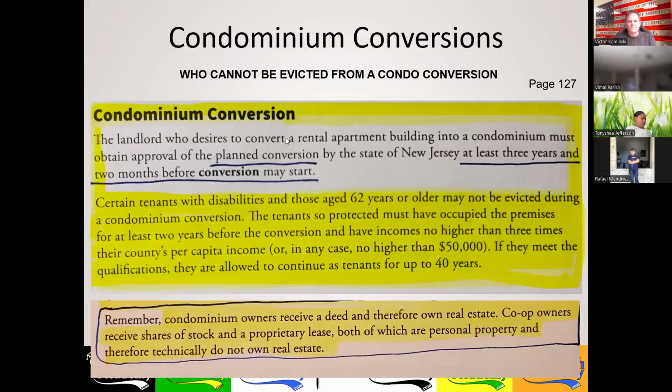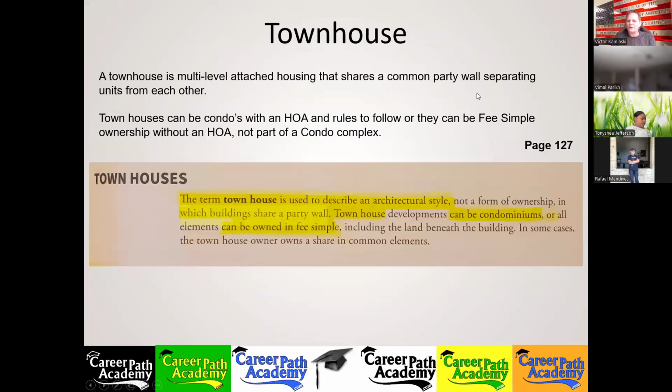All right, so a townhouse. What is a townhouse? A townhouse is multi-level attached housing that is separated by a shared common party wall, right? What's a party wall? It's a wall that separates 2 units in attached housing, right? So a townhouse is multi-level attached housing. That's what the architectural style is of a townhouse.